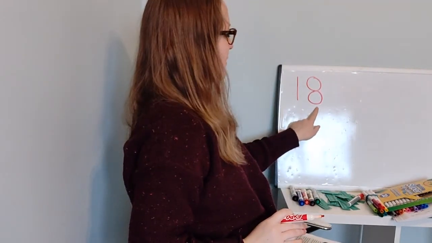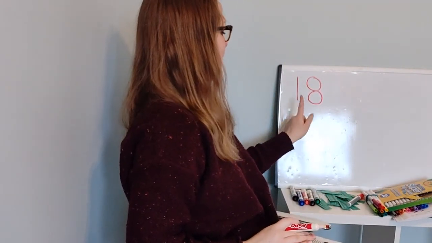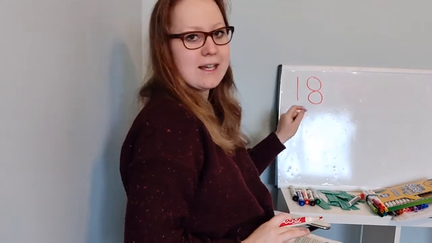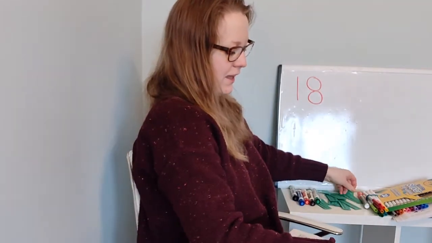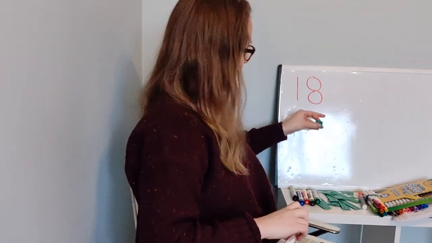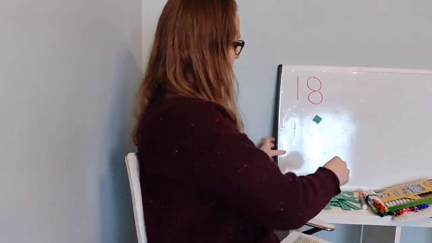So we can tell what number is in the ones place, how many ones we should have, and what number is in the tens place, how many tens we should have. If you haven't already, you should have 8 ones there for you. So 8 ones looks like this.